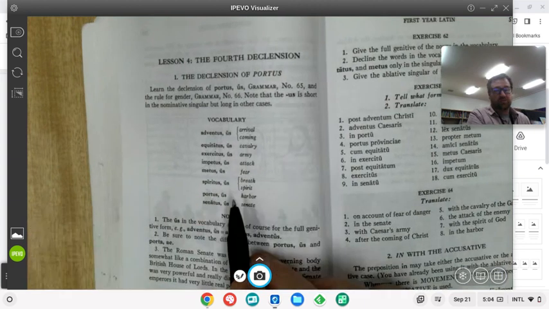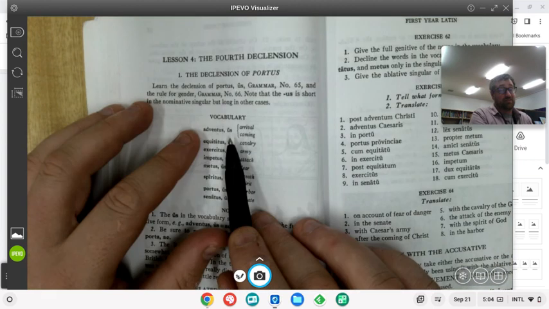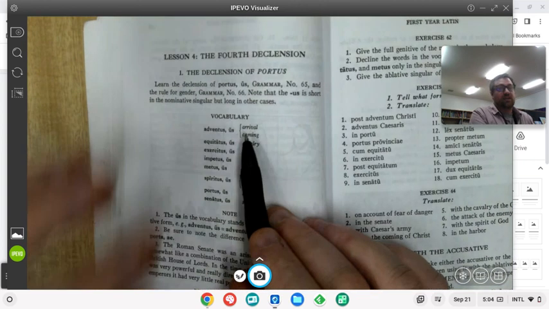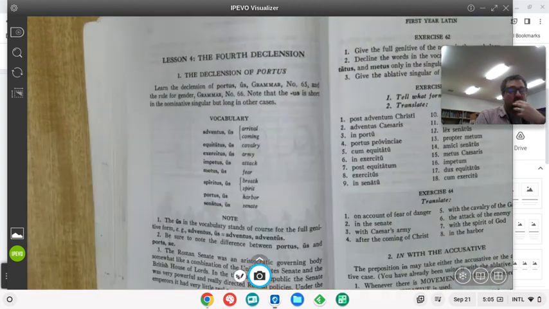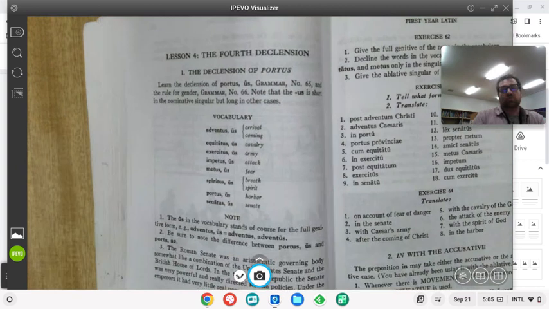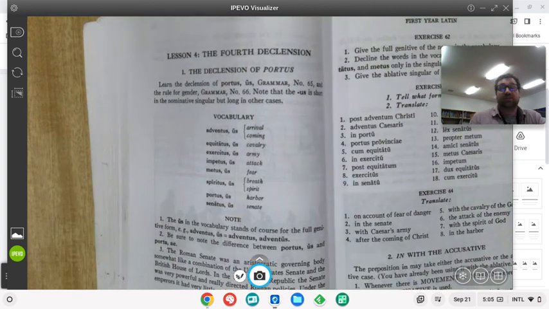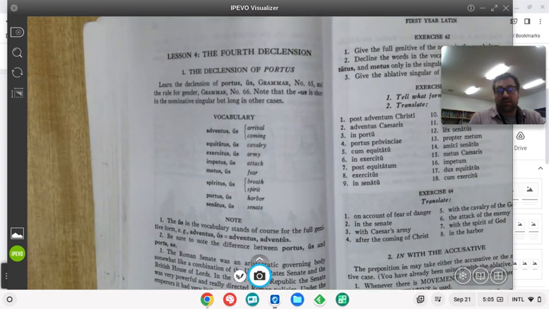We have adventus. This is where we get the word advent from, and that means arrival or coming. You may use advent as a derivative. We have equitatus. You may use the word equine, which means having to do with horses. Equine sports are sports like polo and steeplechase, just horse sports. Exercitus.